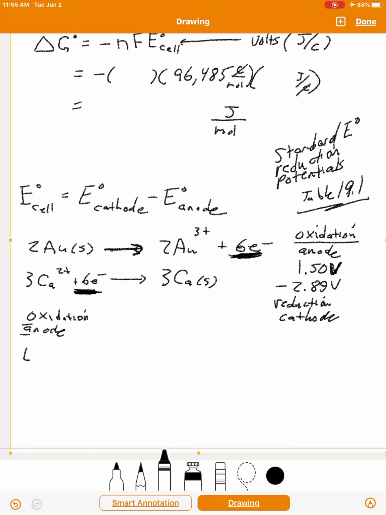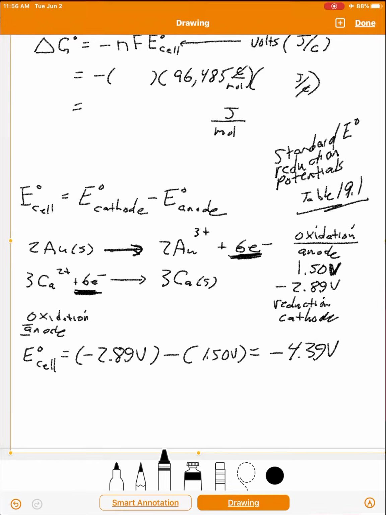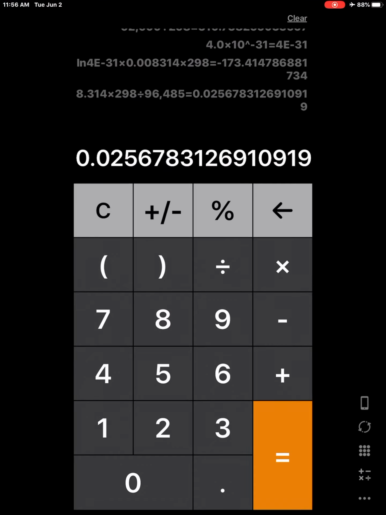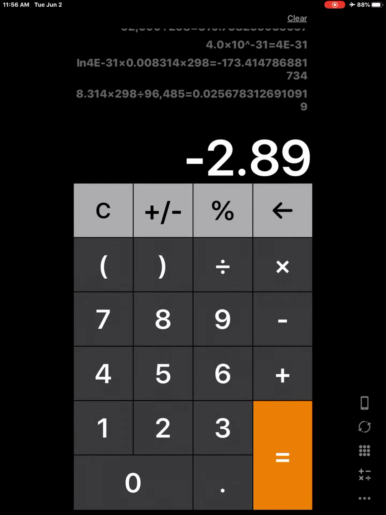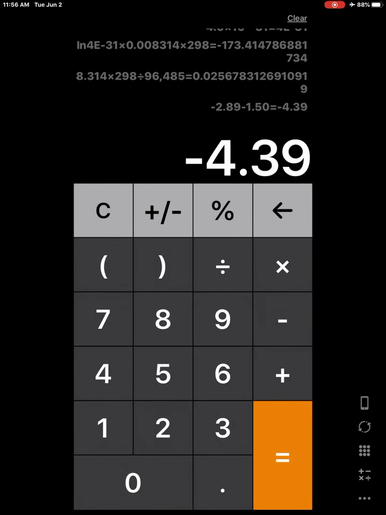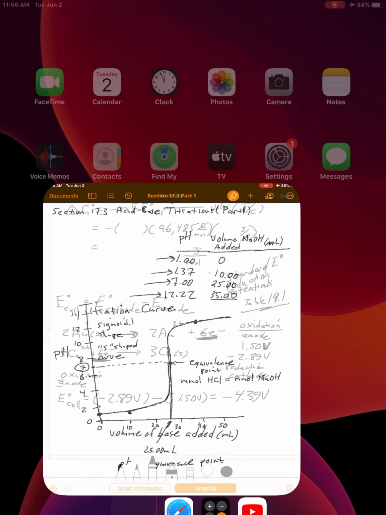So now we got our voltage. Our cell potential is the cathode minus the anode, so that's minus 2.89 volts minus a 1.5 volts. Now you might say that seems odd because when you do that, you're going to get minus 4.39. Is that right? Let's check. Minus 2.89, so 2.89 minus a 1.5. Minus 4.39. And you're like, wait a minute.